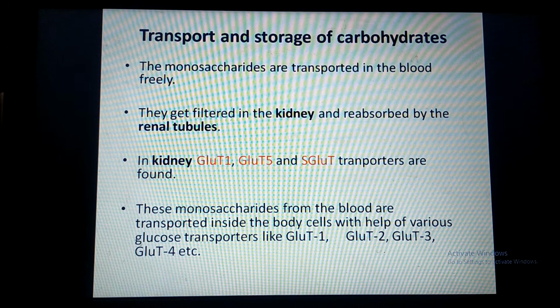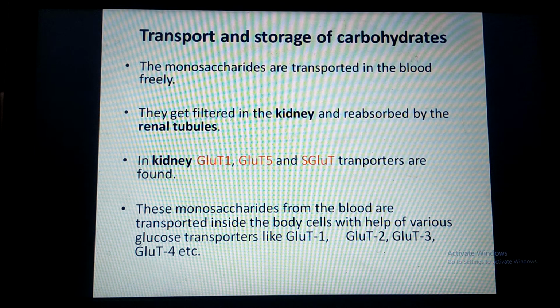The monosaccharides are transported in the blood freely. They get filtered through the glomerulus of the kidney and enter into the filtrate. But they are completely reabsorbed by the renal tubules in normal persons. Therefore, no glucose is found in the urine in normal persons.